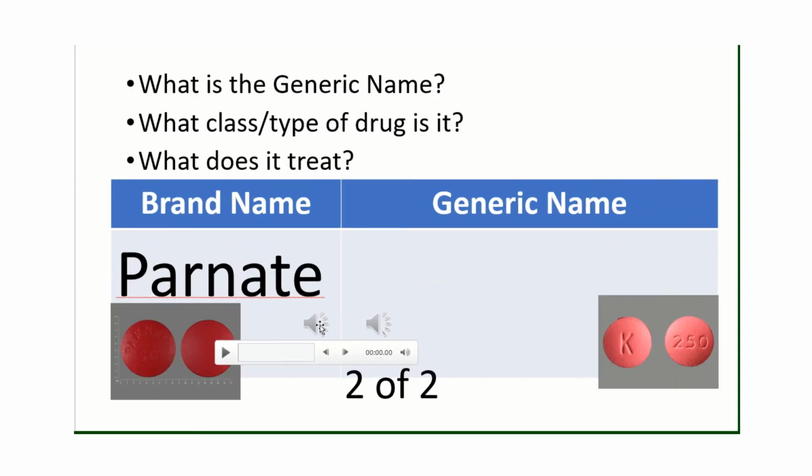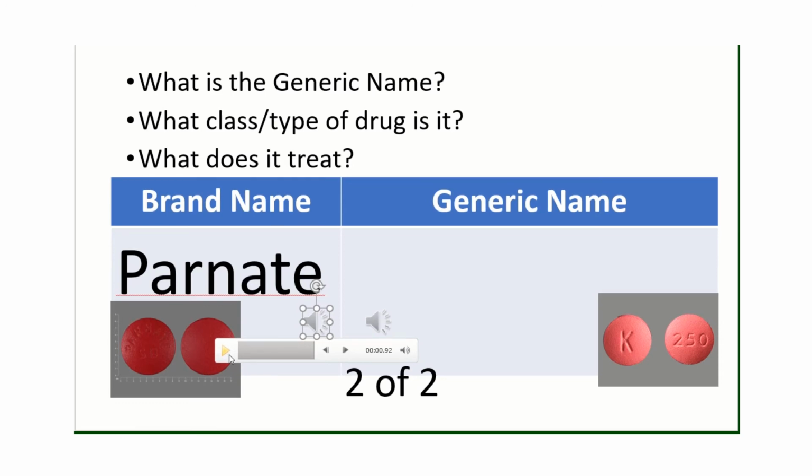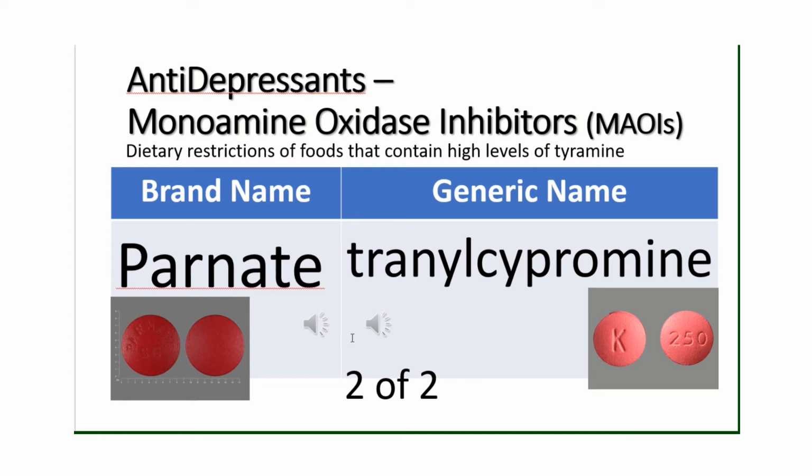What is the generic name for Parnate? What type of drug is Parnate? What does Parnate treat? The generic name for Parnate is tranylcypromine.